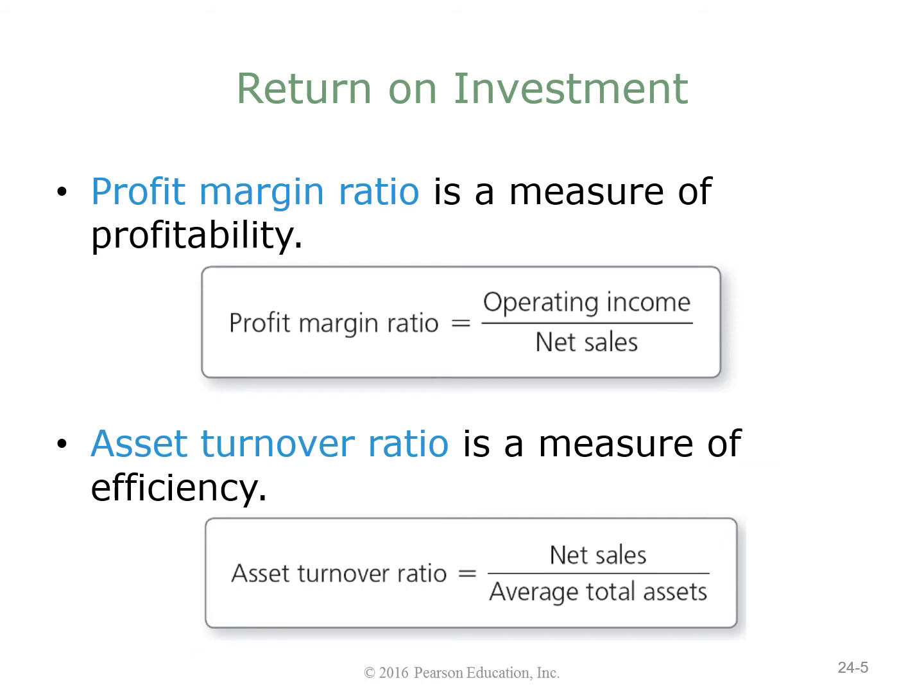Number 3 is the asset turnover ratio, and it is a measure of efficiency. It tells me that each $1 of assets has contributed in generating this amount of sales. The higher the ratio, of course, the better the indicator and the better the performance.